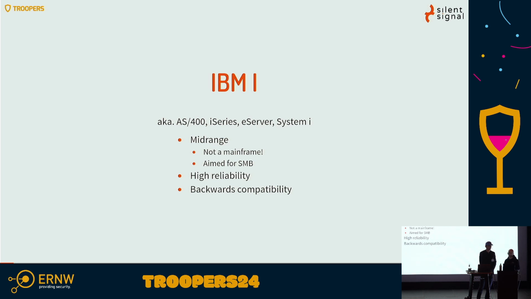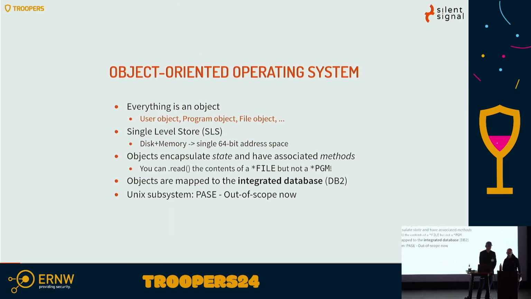IBM has been revolutionary in many aspects, the first of which is the object-oriented operating system. On IBM, everything is an object that lives on the so-called single-level storage, which is like a huge address space that covers both disk and memory. So you don't have a file system. Everything is an object, and just like in Java, objects can encapsulate data, and some properties can be made private, and these private properties can be only accessed via public methods.